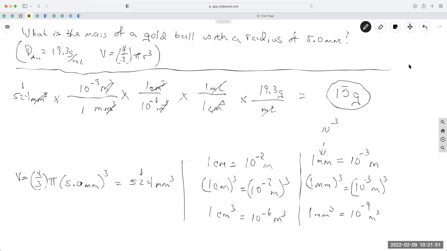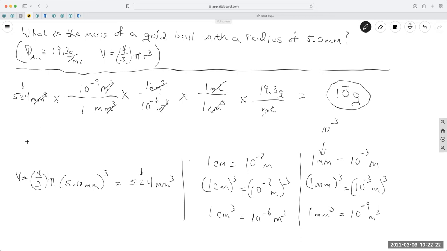I'm hoping I pronounced the name right. Alethea? Yeah. So what did you do? Did you do 524 multiplied by, I'm not sure what you did to get this. So I went 524 times 10 to the minus 9th divided by 10 to the minus 6th times 19.3.